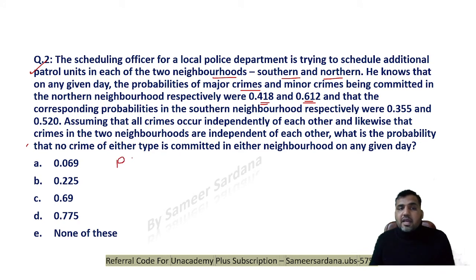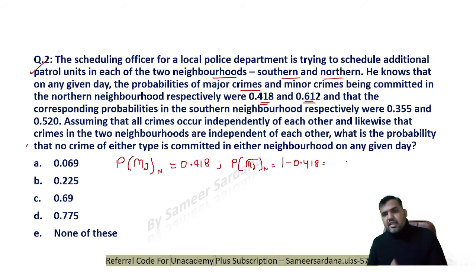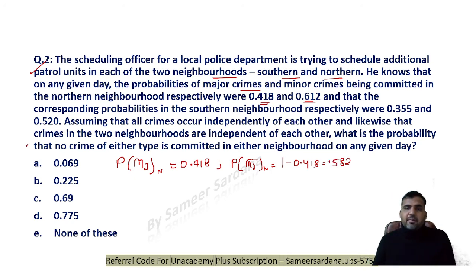You see that the probability that a major crime is going to happen in the northern region is 0.418. So the probability that this major crime is not happening in the northern region would be 1 minus 0.418. Subtract it, you will get the value as 0.582, right? And the probability that a minor crime is happening in the northern region is 0.612.